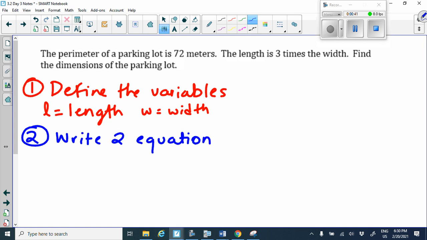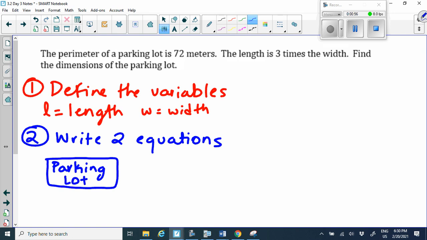Okay, so this is talking about perimeter of a parking lot. Now, we're going to assume a parking lot usually is a rectangle, right? So here's our parking lot. So we have our width and our length, okay? Now, it does talk about the perimeter. Now, we have a rectangle, right? What do we know about perimeter? Well, if we add up all the sides, that is perimeter.